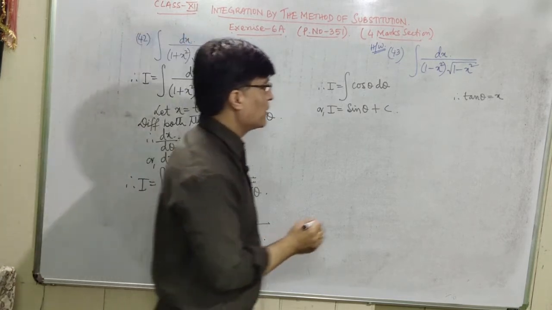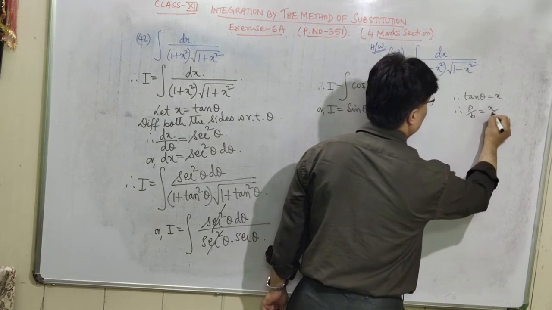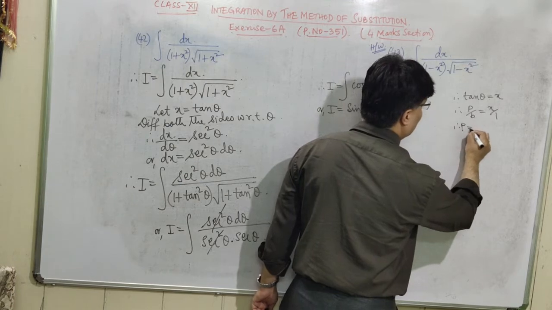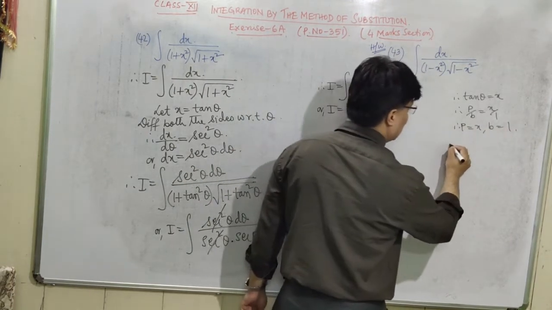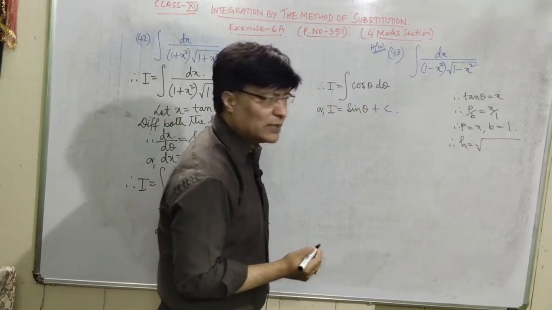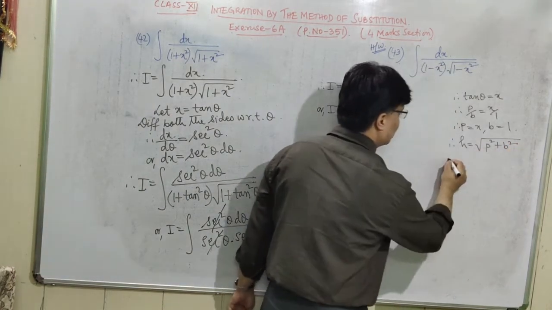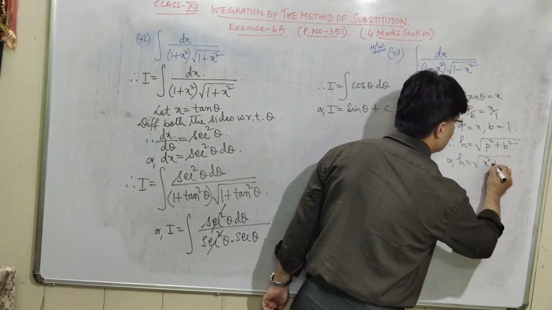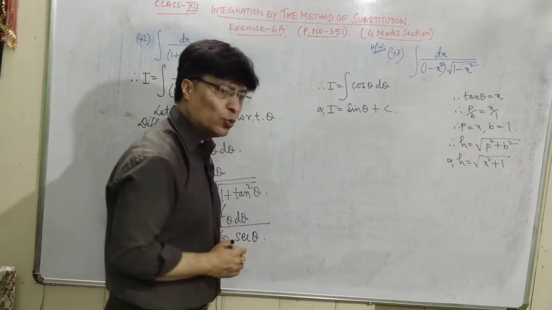then what is the value for sin theta? Let us find it. You know that tan theta is p by b. P by b is equal to x upon 1. You can equate the numerator. That is p is equal to x and b is equal to 1, right? So you have to get the value for h. That is Pythagoras theorem. So h is equal to root over p square plus b square, that is, root over x square plus 1 square, so h is equal to root over x square plus 1.